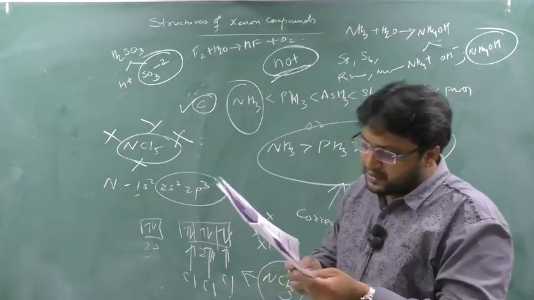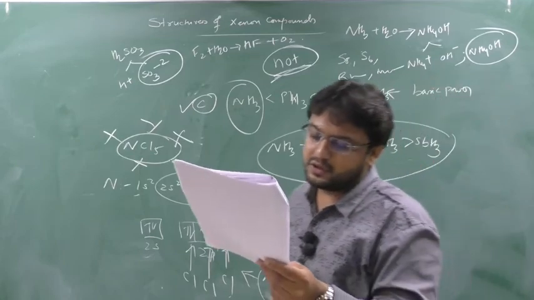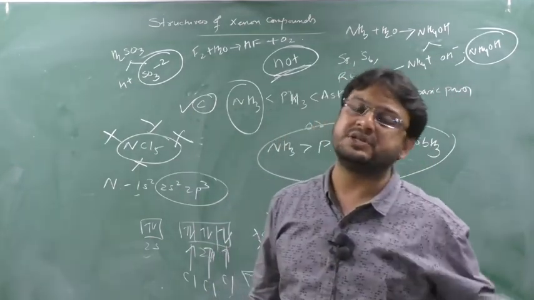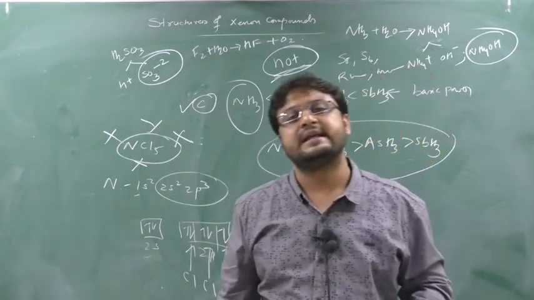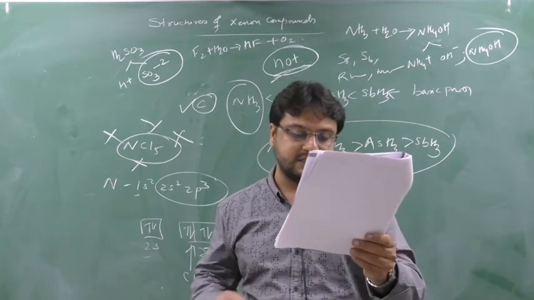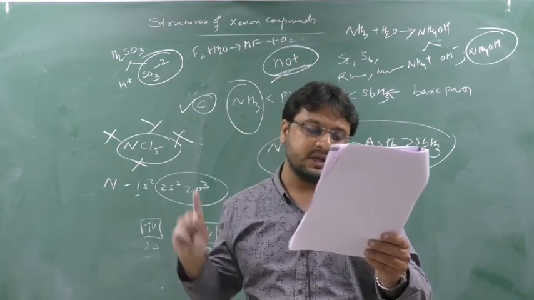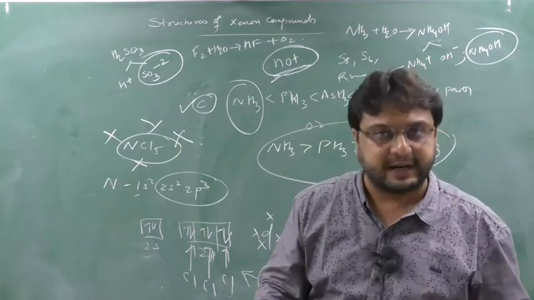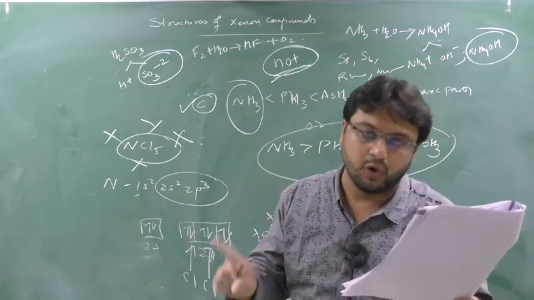Clear? 35. When cold NaOH reacts with chlorine, which of the following is formed? NaClO. This is the correct answer. You can see in the book. NaClO only will be formed. Not NaClO2, not NaClO3, none of these. Means NaClO will be formed. That is the correct answer because it is cold.